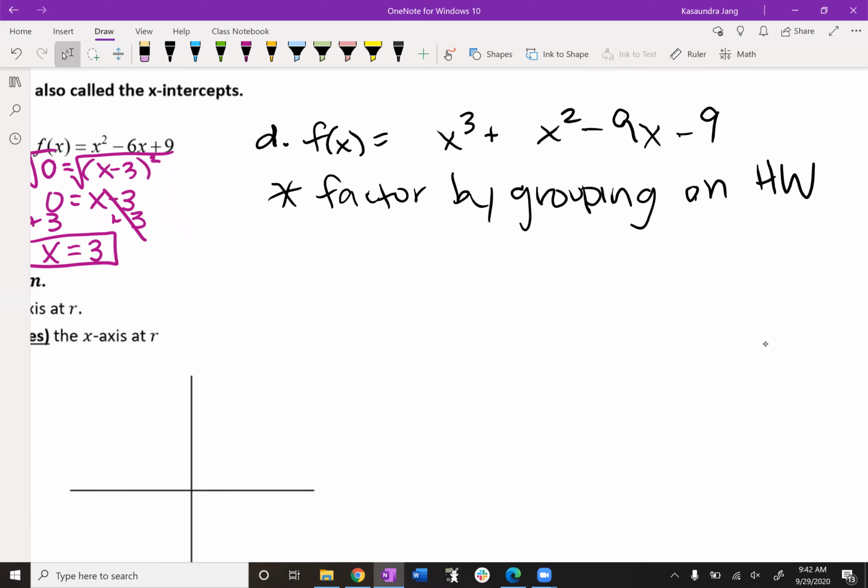All right, so let's look at this one. I'm going to add this on here because you're going to have one on your homework. You've got to do some factor by grouping. You like my beautiful handwriting? It's amazing.